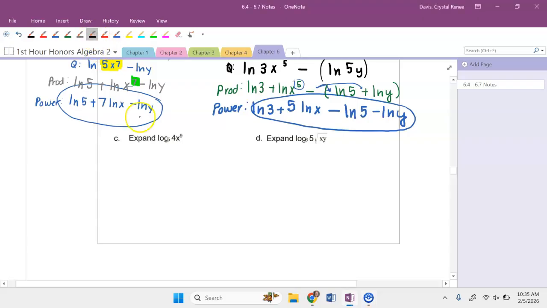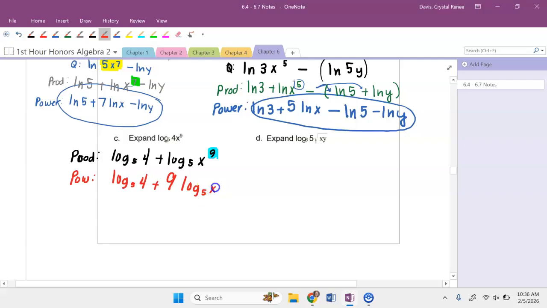All right, so let's look at C now. The first thing I could do is use the product property and break this 4x to the 9th up. So log 5 of 4 plus log 5 of x to the 9th. Now this has an exponent, so I can use the power property. That would give me log 5 of 4 plus, the power property allows us to put this as a coefficient, so 9 times log 5 of x. And this would be our final answer here.